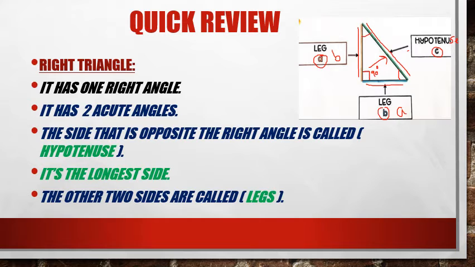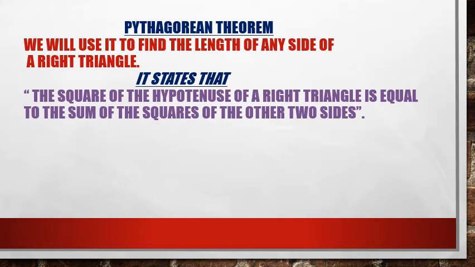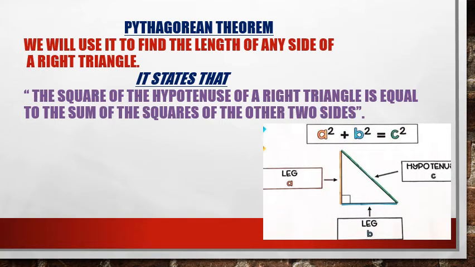Let's see our lesson today. The Pythagorean Theorem. We will use it to find the length of any side of a right triangle, especially for a right triangle. What is the Pythagorean theorem? The square of the hypotenuse of a right triangle is equal to the sum of the squares of the other two sides. How come? Here, this is the hypotenuse, C. So the square of the hypotenuse, C squared, equals what? The sum of the squares of the other two sides, A and B.